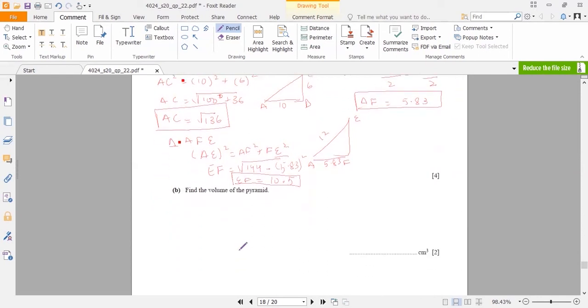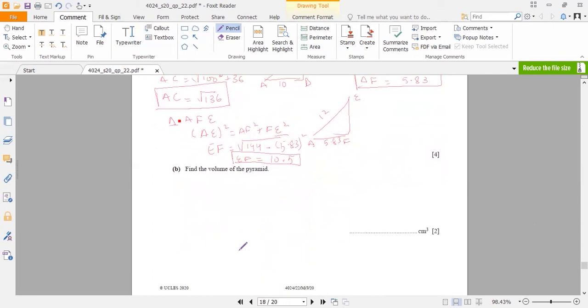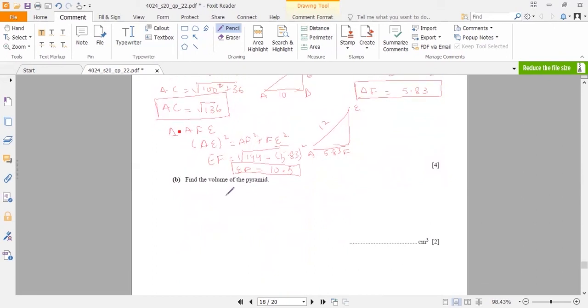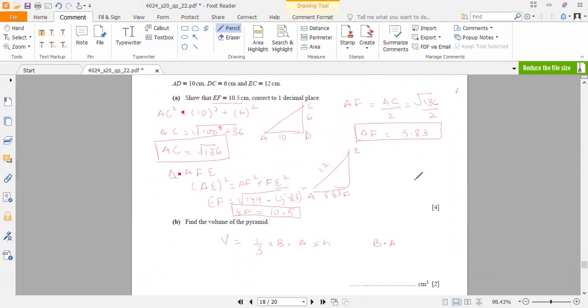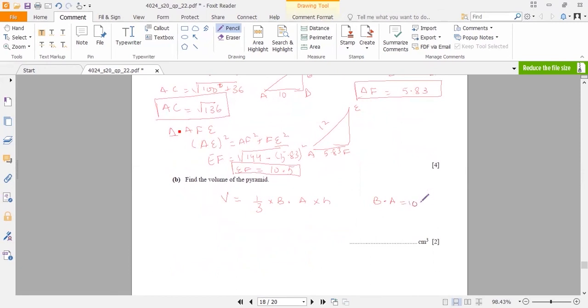Now come to part B. Find the volume of the pyramid. The volume formula is 1/3 multiplied by base area multiplied by h. What is the base area here? As you can see, the base is a rectangle, so it will be 10 multiplied by 6, that is 60. So 1/3 times 60 times the height 10.5, that is EF. Your final result will be 210 centimeter cube.